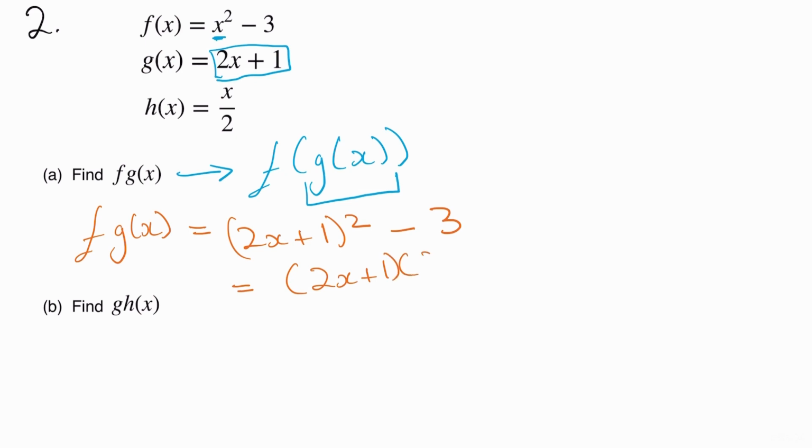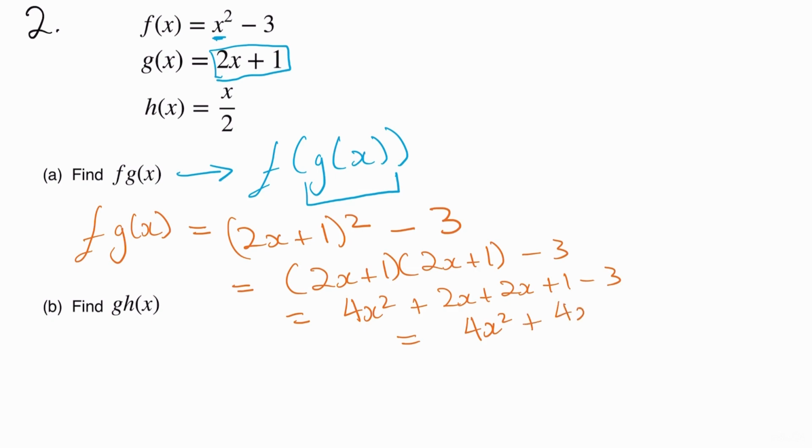we would get 2x plus 1, 2x plus 1 written twice, and then that would get us 4x squared plus 2x plus 2x plus 1 minus 3, and that'll get us 4x squared plus 4x minus 2. And that is our final answer.